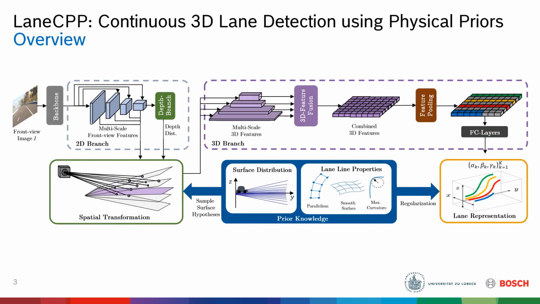We try to overcome these problems with our new work LaneCPP. Here we show an overview of our architecture. We feed a front view input image into a backbone that extracts multi-scale front view features. These 2D features are lifted to 3D space by our spatial transformation component and are further processed in the 3D branch. From the final 3D feature map, the network head predicts the parameters for our continuous lane representation. Importantly, we utilize prior knowledge about road surface and lane line properties to improve the spatial transformation and regularize the lane representation to gain robust and predictable perception behavior.